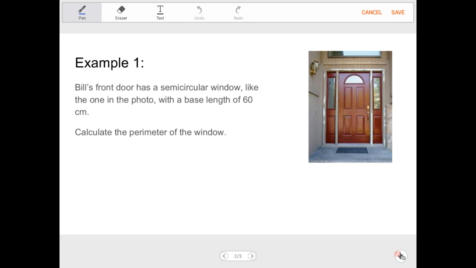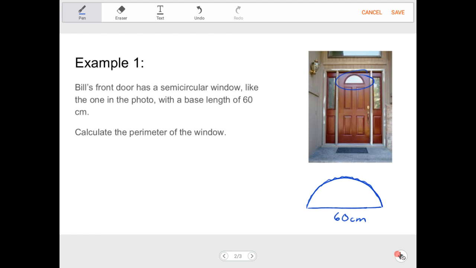Example 1: a person has a front door with a semicircular window and has a base length of 60 centimeters. Calculate the perimeter of the window. So essentially what we're looking at is this window right here. It looks like this, it's a semicircle. And we know that the base is 60 centimeters. But the person wants to know the perimeter. So we know the bottom. What we're lacking essentially is this part right up here.